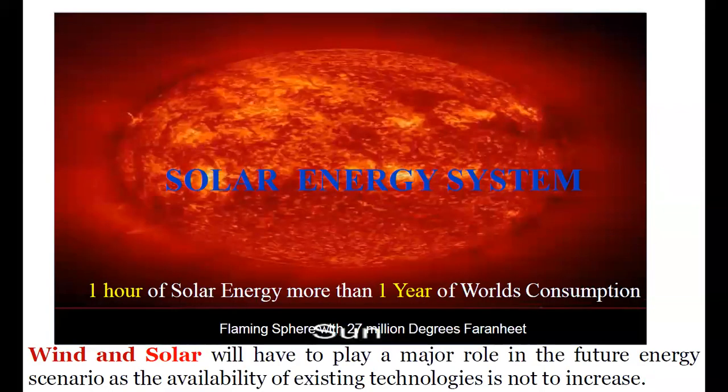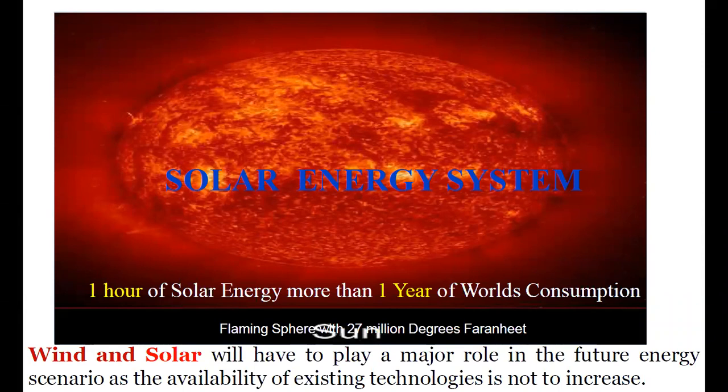Next one is the solar energy system. This is one of the emerging renewable energy technologies. We know that the sun is the primary source of energy and radiates a large amount of energy onto the earth. Approximately 1 hour of solar energy is more than sufficient for 1 year of the world's consumption. So the solar energy system converts sunlight into electrical energy. This can be done by the solar panel.